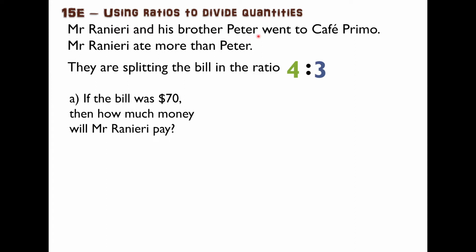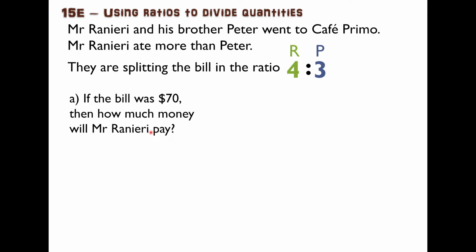Mr. Aneri ate more than Peter, so it makes sense that he would pay more. They are splitting the bill in the ratio 4:3. First of all, which part here is for Mr. Aneri and which part is for Peter? It makes sense that the first part is for Mr. Aneri and the second part is for Peter, because Mr. Aneri ate more, so he'll pay more. If the bill was $70, how much money will Mr.